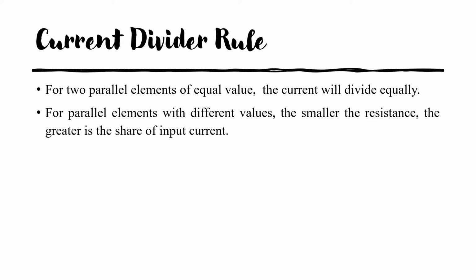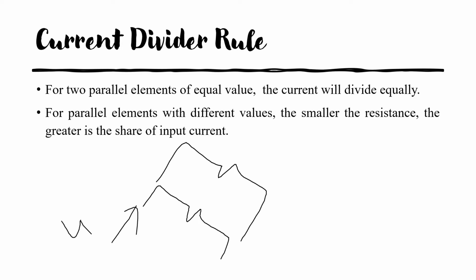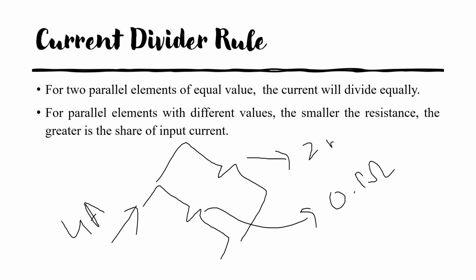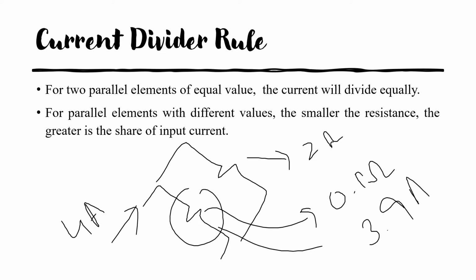In parallel circuits, if we have two parallel branches and the source current is, for example, 4 ampere, the value of the first resistor R1 is, for example, 0.1 ohm, and the value of the other resistor is 2 ohm. The current flowing through this resistor is nearly equal to 3.9 ampere. This is basically an example to show that the smaller the resistance, the greater is the share of the input current. If you have the smallest value of the resistor, maximum current flows through this resistor in parallel circuits.